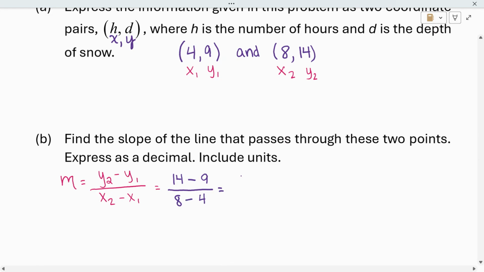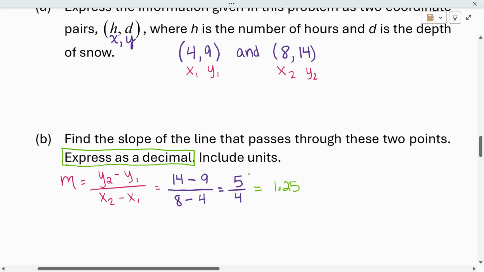So let's see, 14 minus 9 is 5, and 8 minus 4 is 4. Now notice it says to express this as a decimal. So I'm going to use my calculator and take 5 divided by 4. And when I do that, I get 1.25. Now let's remember what each one of these numbers in our slope represent. The y coordinate represents my depth, which is in inches.